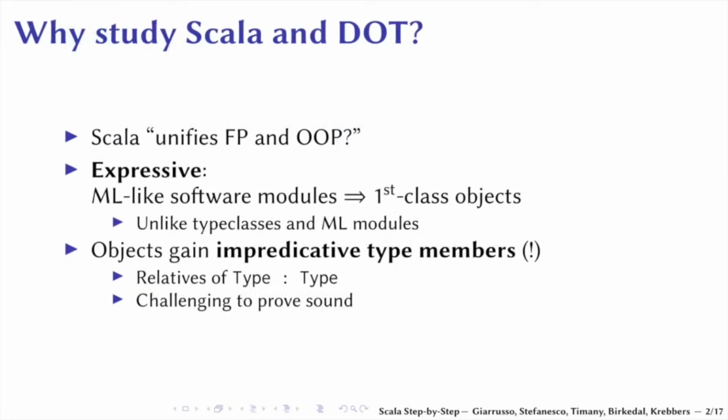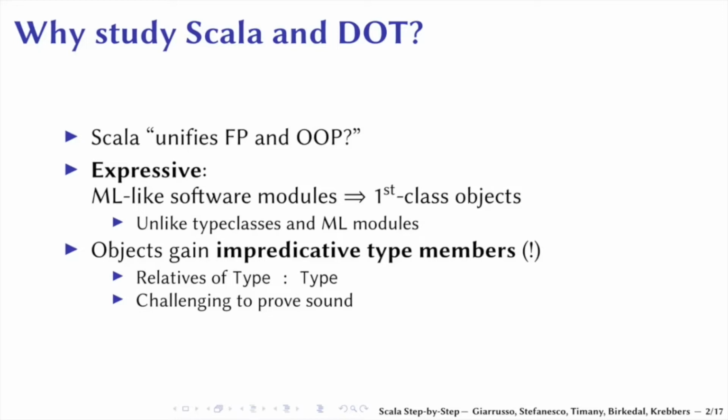Before we dive into this talk, you might ask, what's interesting about the Scala type system? One might answer that Scala unifies functional and object-oriented programming, or has a very expressive module system. But what does that mean? In other functional programming languages, software modules are expressed through special constructs such as type classes or ML modules, which are not first class and require a special abstraction mechanism.